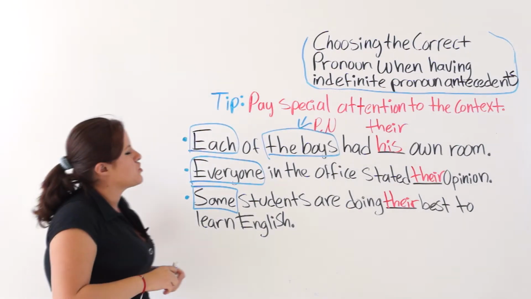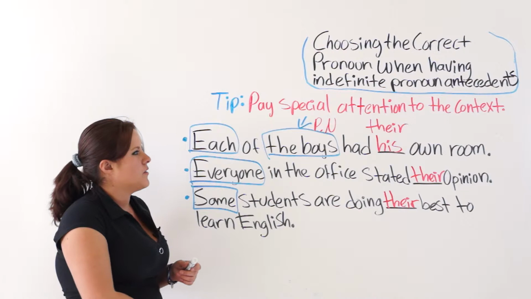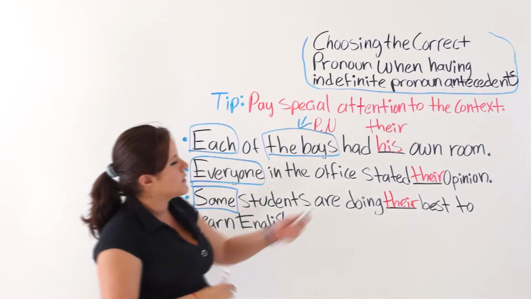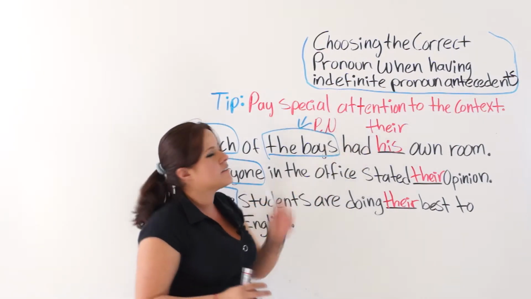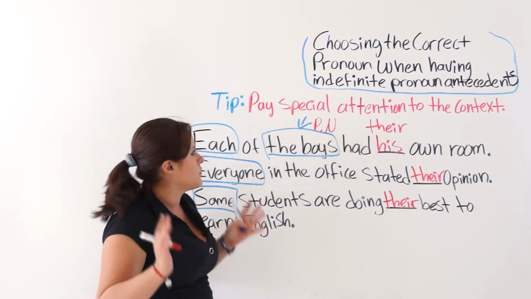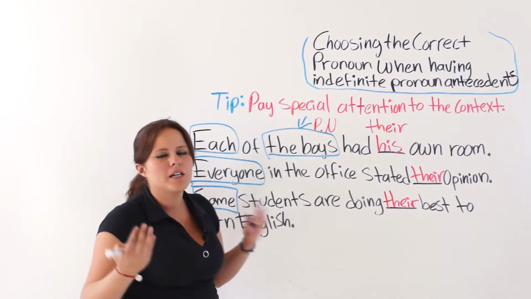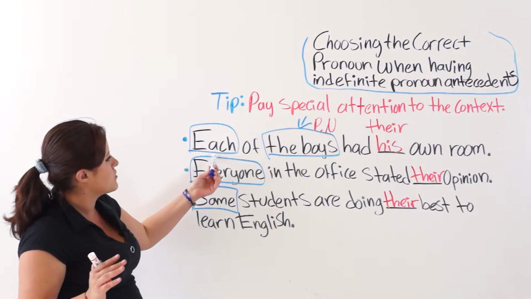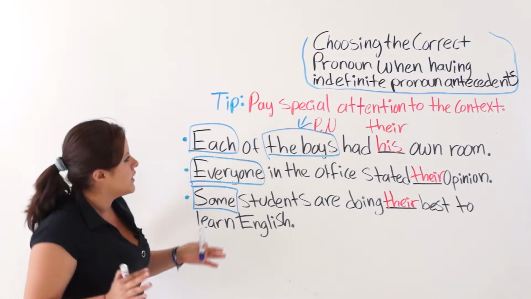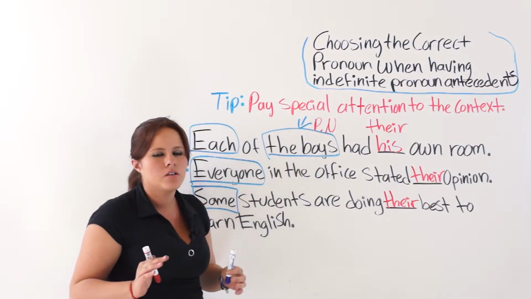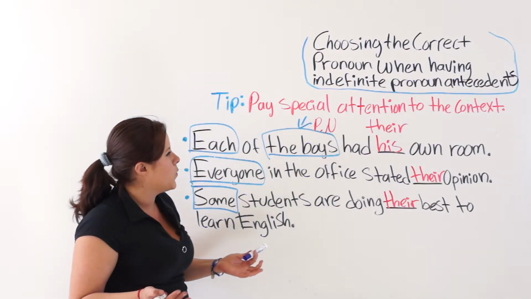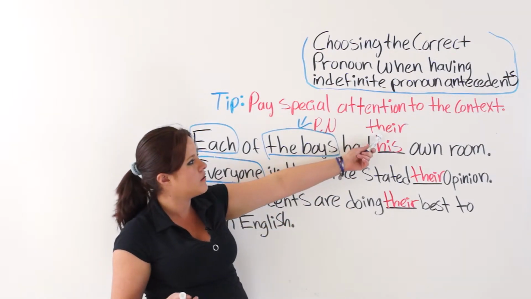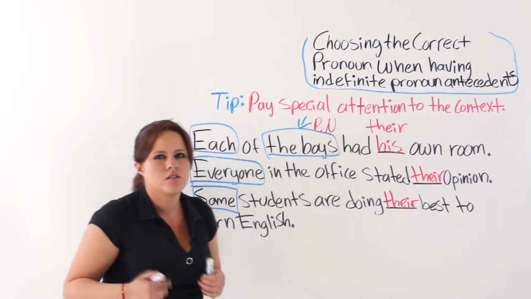The first one says, each of the boys had his own room. That would be correct or not. Could we say their own room? This is a very tricky one, because if you pay special attention to the context, you can see that each is a singular indefinite pronoun, and the boys is a plural noun. So you will have to decide whether to use their or his.